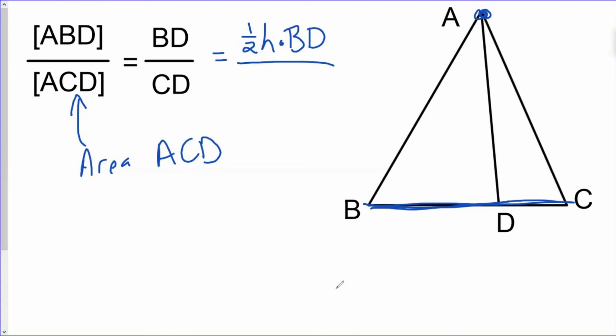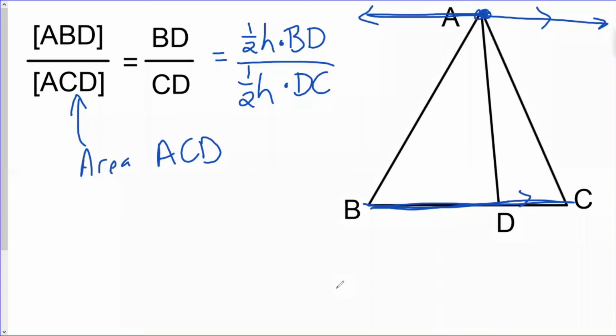And for ACD, it would be 1/2 the height times its base, which is DC. And because they share that same base length, their height is also going to be the exact same, right? And we could move A anywhere along this line parallel to BC, and we get that exact same height. So we're able to reduce here and simplify out our 1/2, reduce those to 1, and H over H will also reduce down to 1, and we're left with BD over CD.